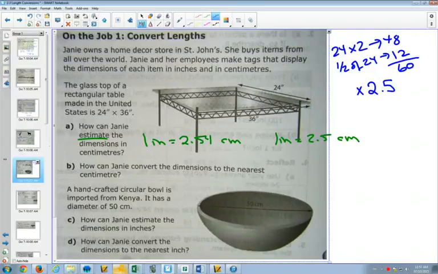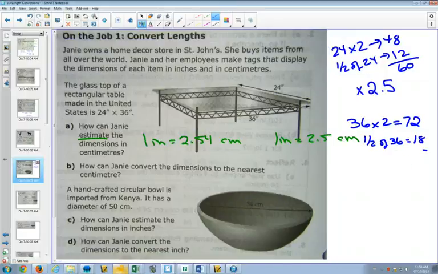If you wanted to estimate 36 inches and you were using 2.5, well, 36 times 2 is 72. Half of 36 would be 18. If you added those up, you get an estimate of 90 centimeters. So we could estimate that this is 60 centimeters by 90 centimeters. But if we wanted to find it exactly, we could use our proportion.